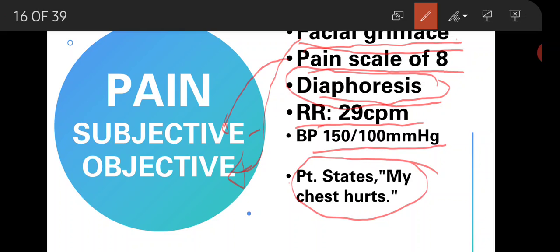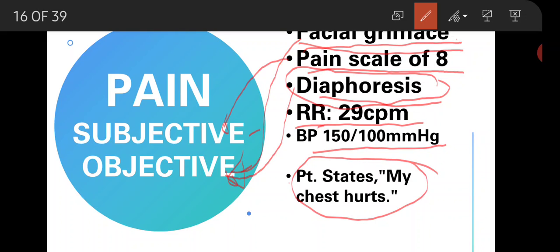What about diaphoresis, excessive sweating? Of course, you will see the patient. When you touch the patient's skin, you would know that the client is diaphoretic. Okay, you don't need to palpate your client, you don't need to feel the skin, but you would see excessive sweating by using your eyes, right? So it becomes your objective data.